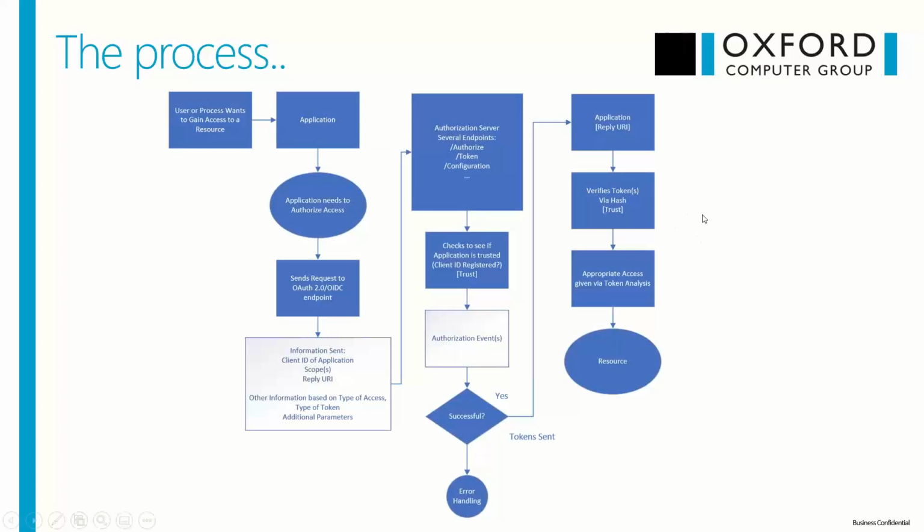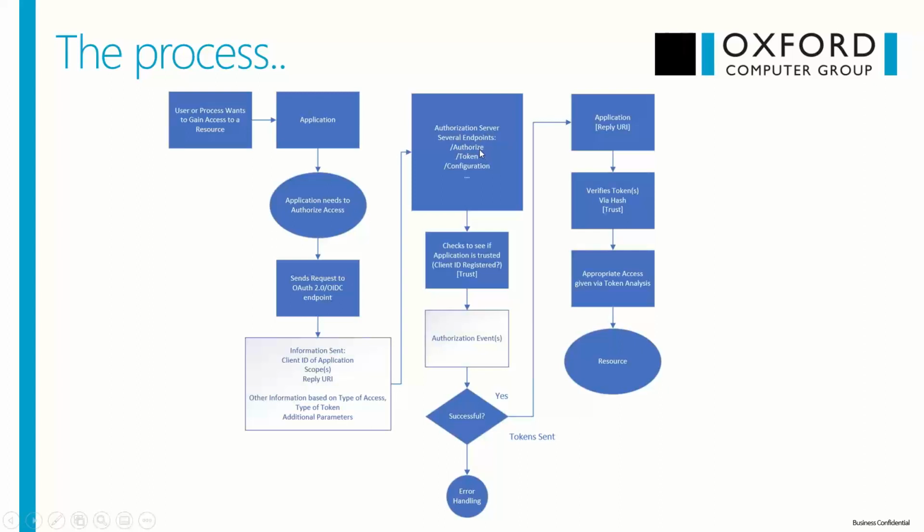And here's another, a little bit more detailed diagram of how this works. Something wants to gain access to an application. The application needs to authorize that access. So it talks to the OpenID Connect endpoint of the authorization server. And with it, it sends the client ID, scopes, the reply URI, and other information that it wants to send, whatever the authorization server can accept.